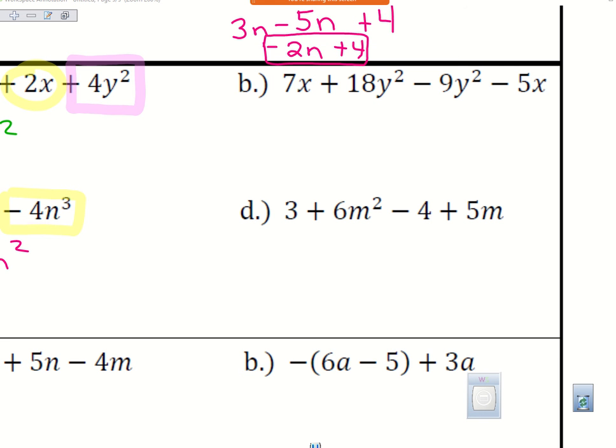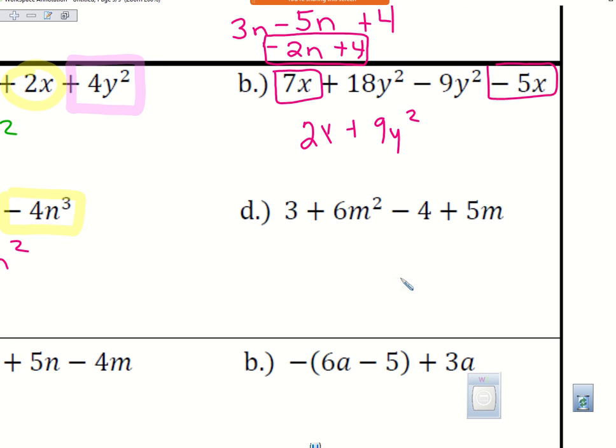All right, letter B. Anybody want to share their answer for letter B? Natalie, what did you get for B? 2x plus 9y squared. Good. So 7x and negative 5x are like terms.